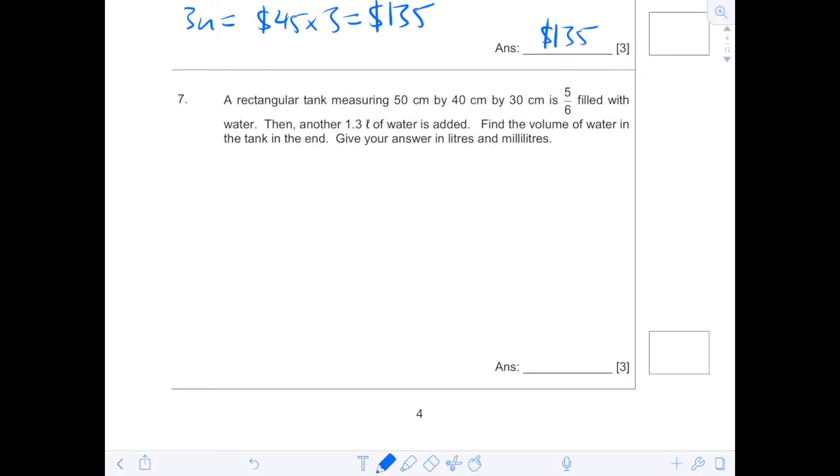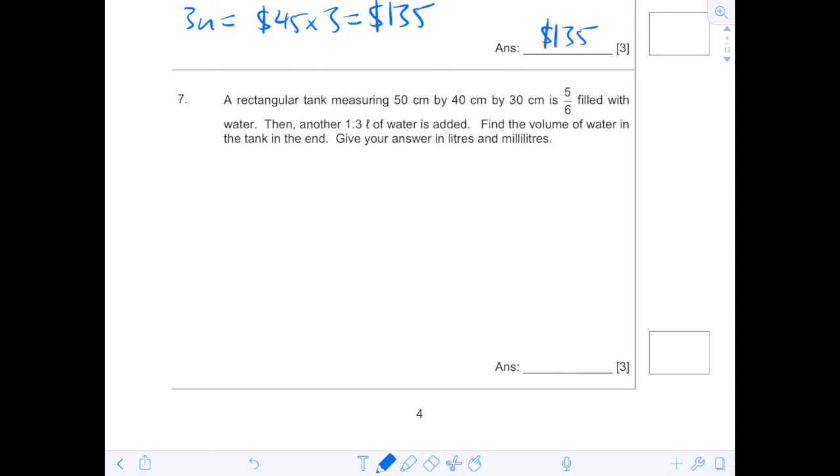Question 7. A rectangular tank measures 50 by 40 by 30 and is 5/6 filled with water. Then another 1.3 liters of water was added. Find the volume of the water in the tank at the end. Give your answer in liters and milliliters. So what we have to do is to find the volume of the water in the tank. Then you just have to add the 1.3 liters to get the answer.